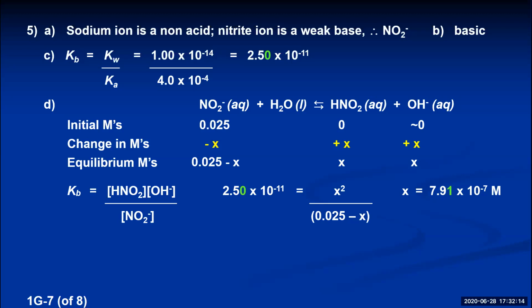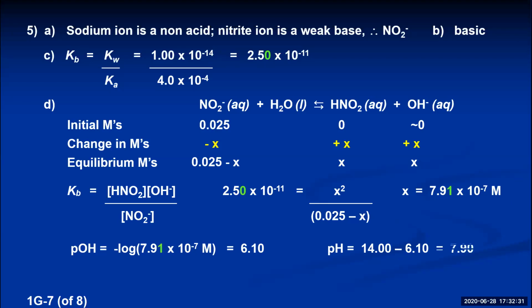Now, x stands for the hydroxide molarity, so the negative log of that will be the pOH. So the negative log of 7.91 times 10 to the minus 7th gives us a pOH of 6.10. So the pH would have to be 14 minus that, and 14 minus 6.10 gives us a pH on the basic side of 7.90.